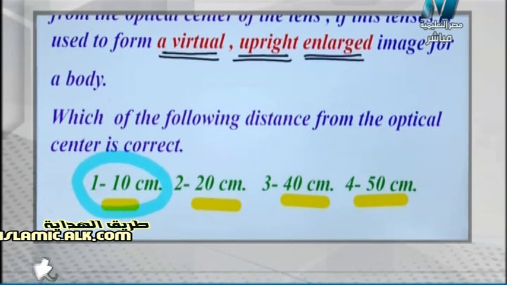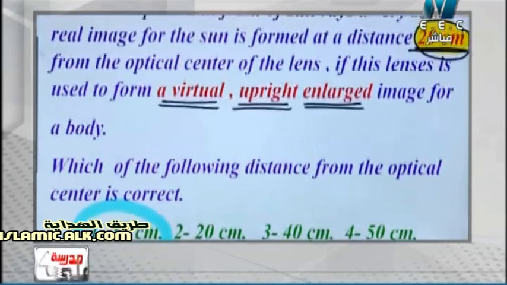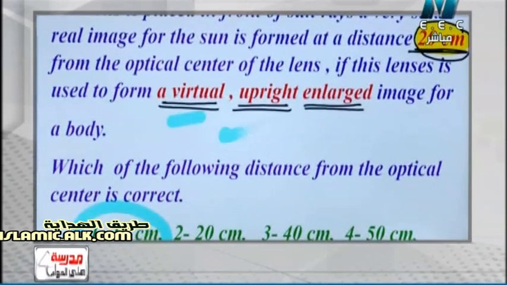We should keep in mind that in only one case the image is virtual, upright and enlarged: if the object is at a distance less than the focal length, in a convex lens and a concave mirror.